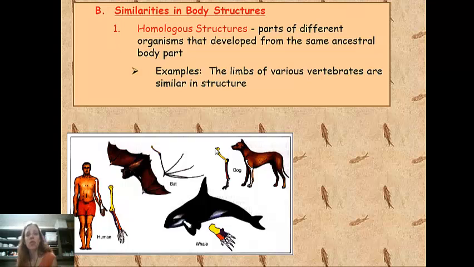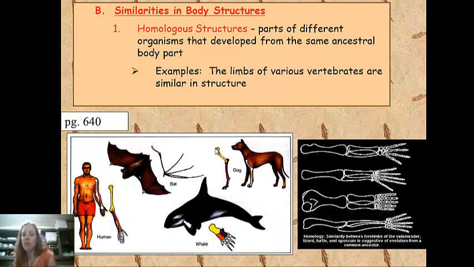So it's the same structure. It serves a different function. In humans, we use our arms to pick things up and to push things away. Whales are using their flippers to swim. Dogs are using their legs to run. Bats are using their wings to fly. So these structures have different functions, but the structure is actually the same. The bone structure is the same, and therefore it's considered a homologous structure.